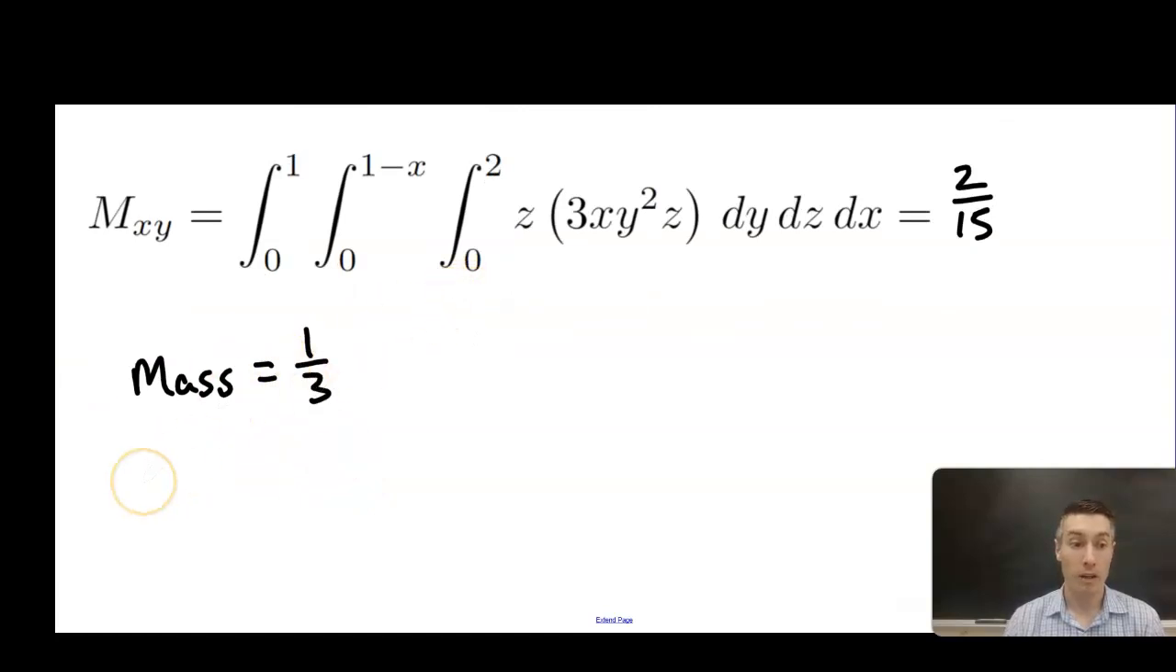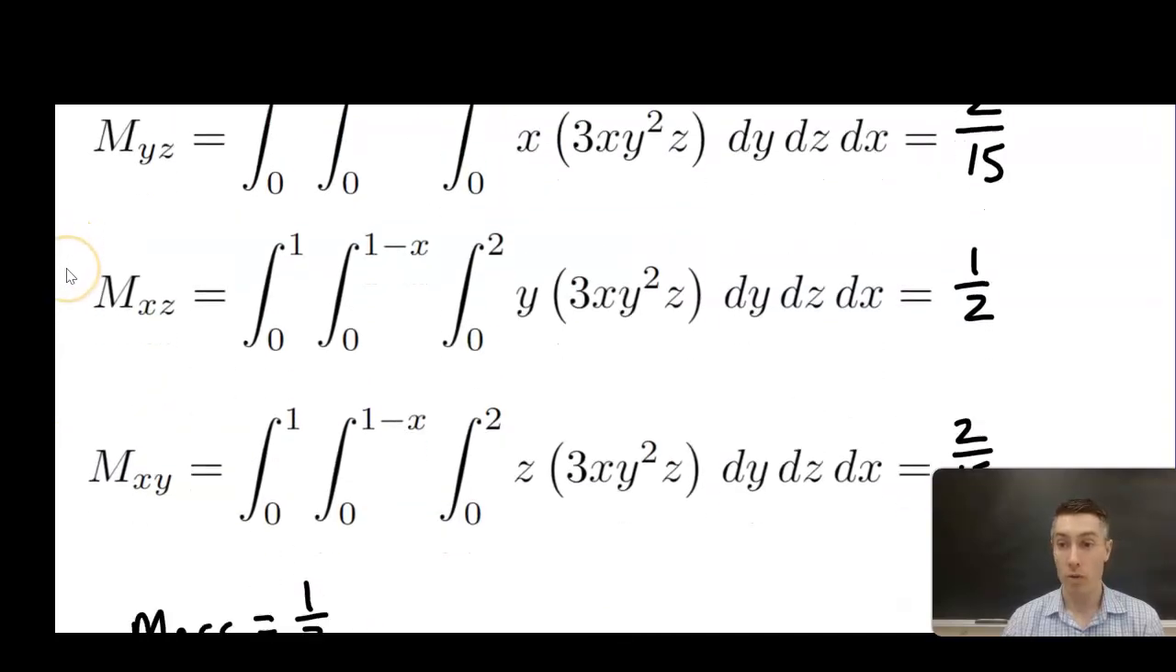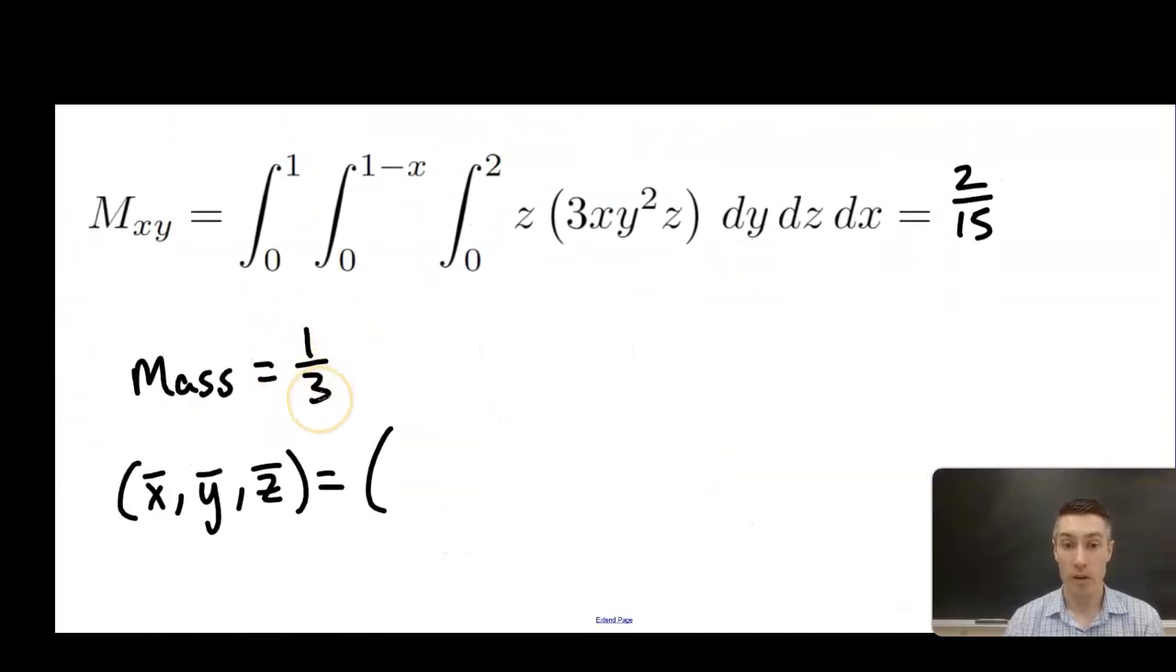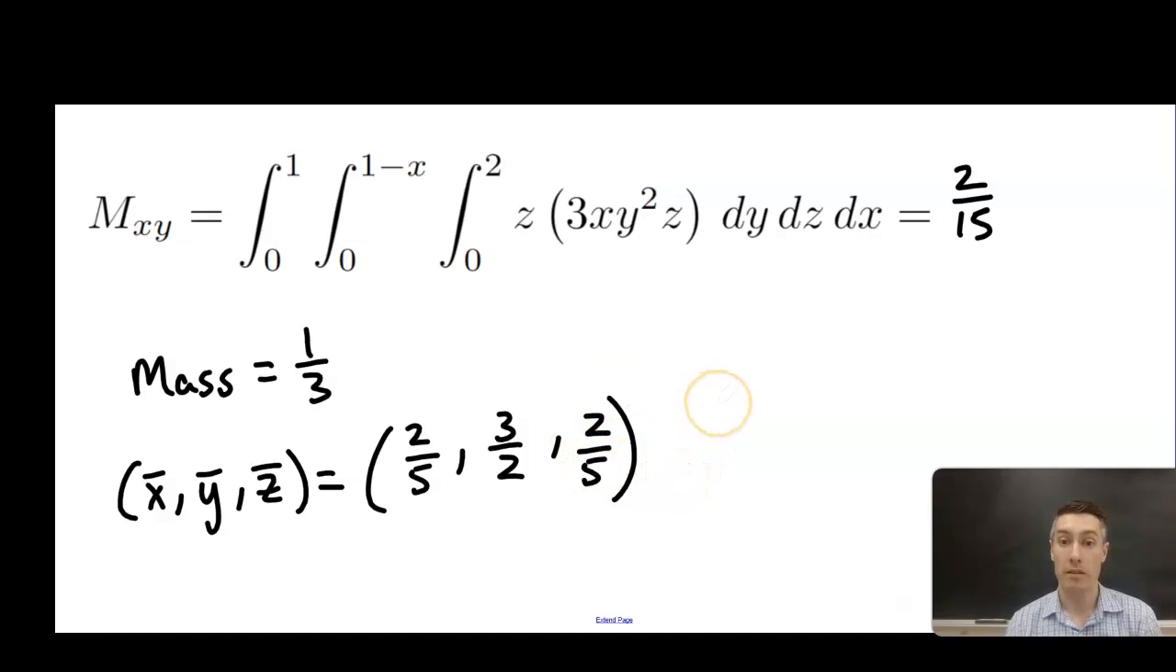So we can combine all these values to find the center of mass. So x bar, y bar, z bar. So that's going to be, that first moment, 2/15 divided by 1/3, which is 2/5. And then we have 1/2 divided by 1/3, so that's 3/2. And then same numbers for the z coordinate, so 2/5. So there is our center of mass. Again, if we were to actually sit and integrate each of these moments out, it would just take a while. It wouldn't be difficult, it would just be lengthy.